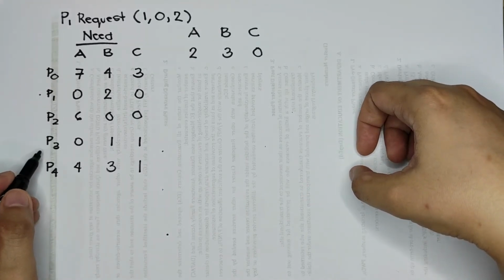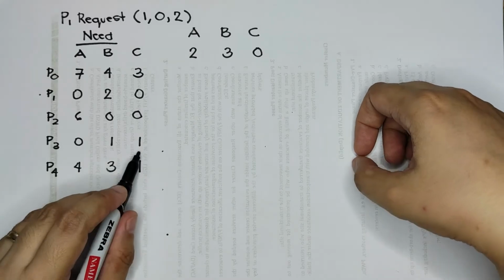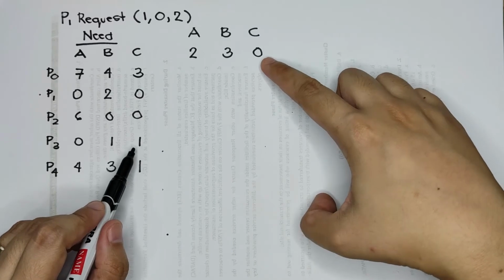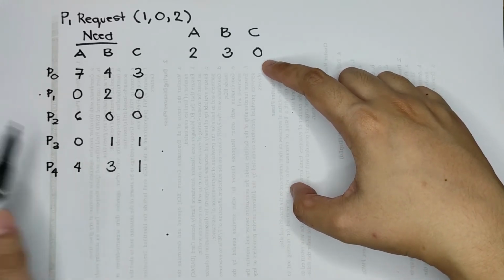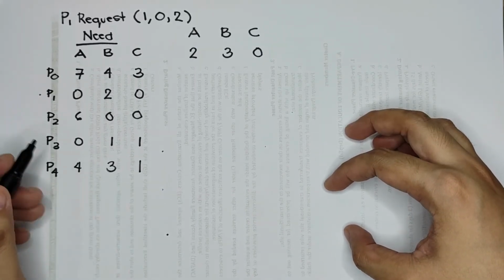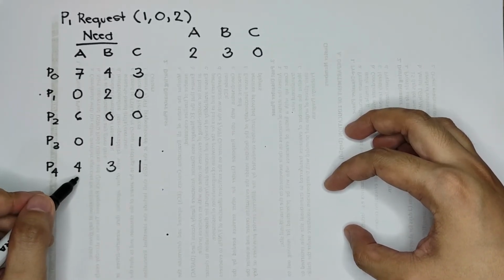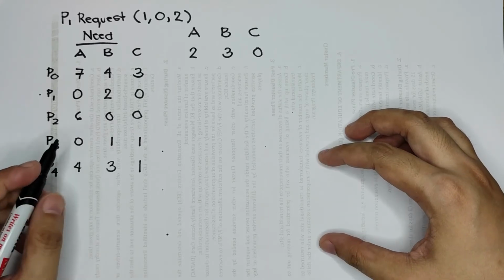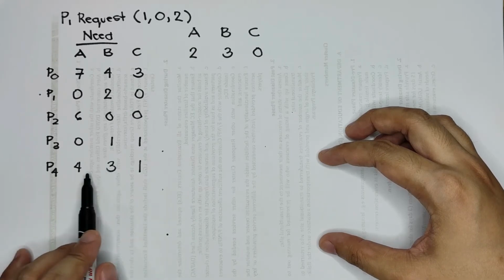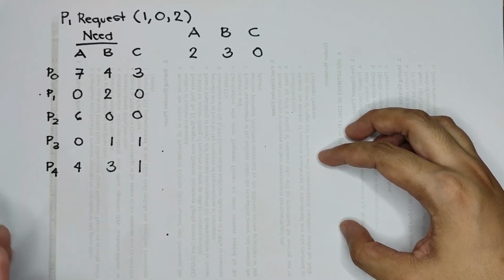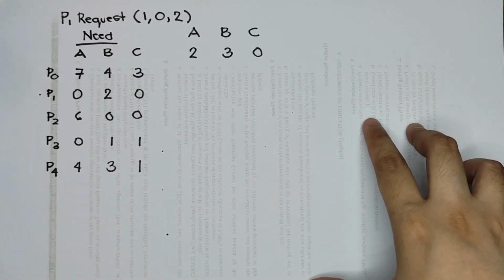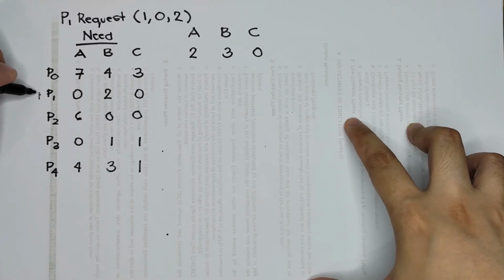Okay, P sub 3. Is it possible? Actually, no, because of resource C. It needs 1, but the available for C is already 0. And then, of course, P sub 4 is 4, 3, 1. This is also not possible because resource A is too high a need. The only one that can be accommodated is resource B, but again, all of the resources must be accommodated. So, our only possible candidate here for execution is P sub 1.